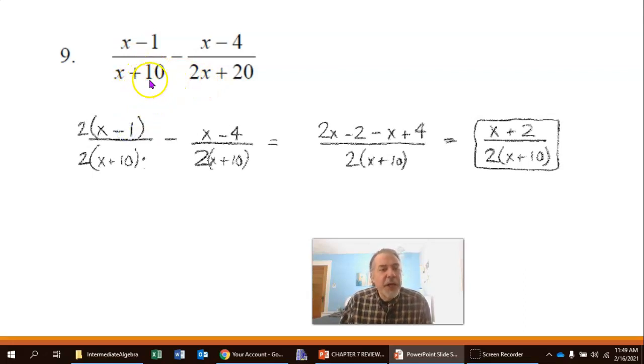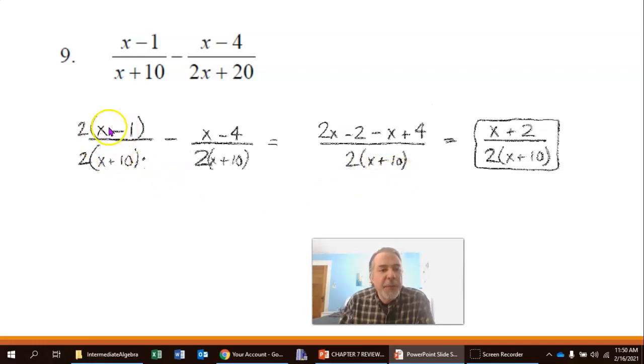So the first denominator is just x plus 10. It would match the second denominator if we multiplied it by 2. So I'm going to multiply by 2 on the bottom and also on the top of the first fraction. That gives me 2x minus 2 over 2 times x plus 10 minus x minus 4 over 2 times x plus 10. Since they have the same denominator, that's the denominator of the answer, 2 times x plus 10.